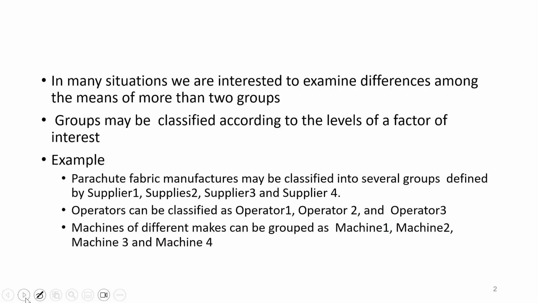Similarly, we can try to judge the performance of operator 1, operator 2 and operator 3. So we can judge it based on some performance criteria and see whether the mean performance criteria of operator 1, operator 2, operator 3 are different from each other or not. So such kind of situation may arise and we need to find out.